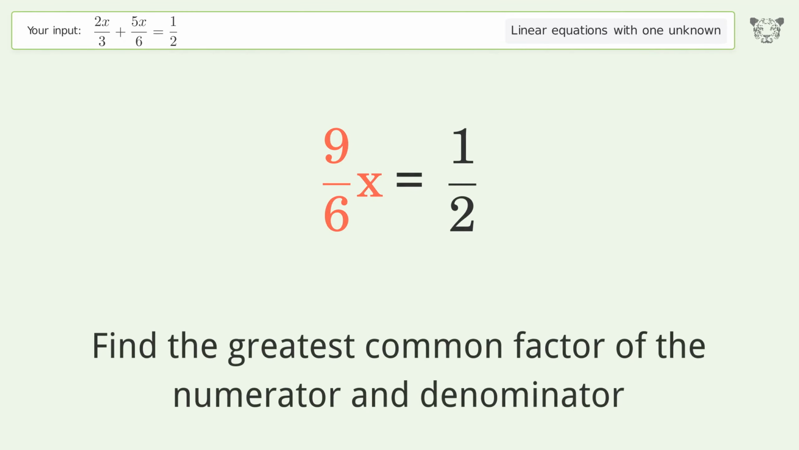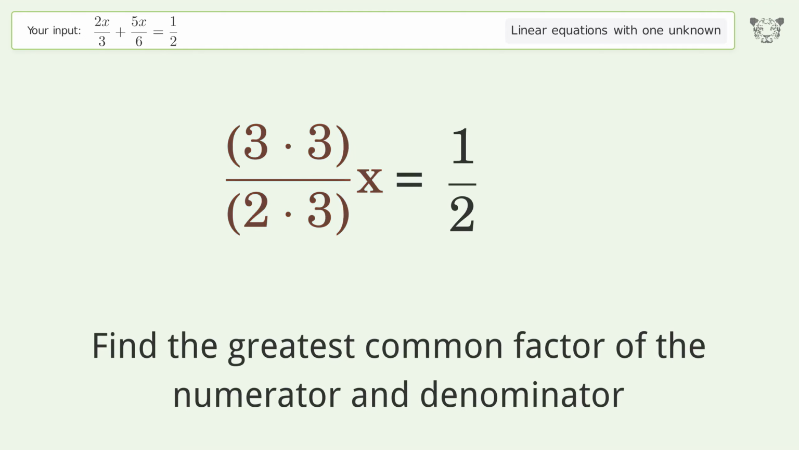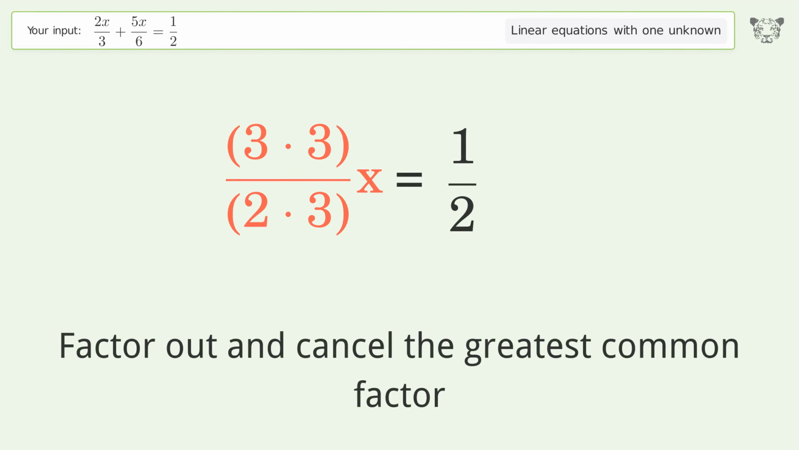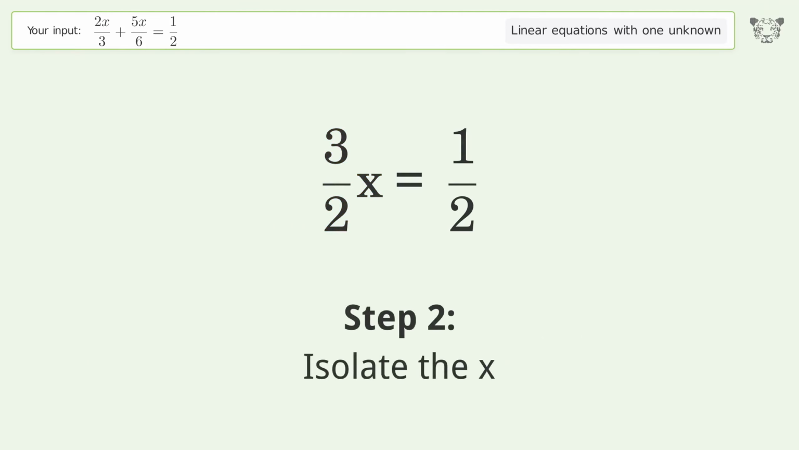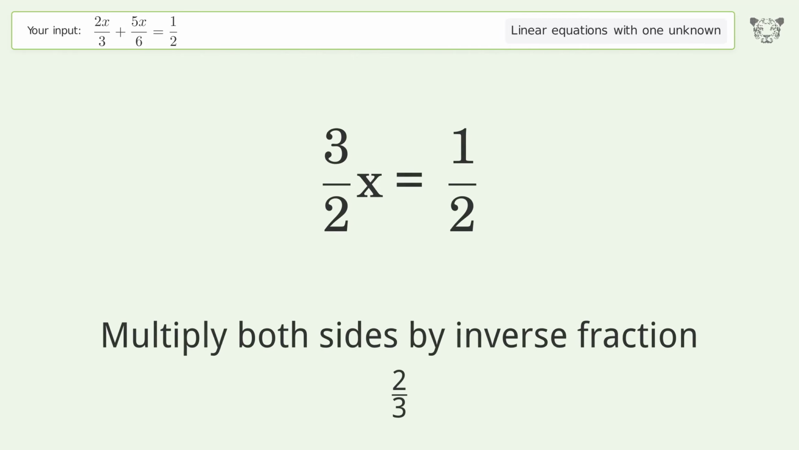Find the greatest common factor of the numerator and denominator. Factor out and cancel the greatest common factor. Isolate the x. Multiply both sides by inverse fraction 2 over 3.